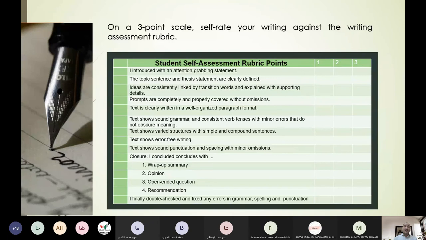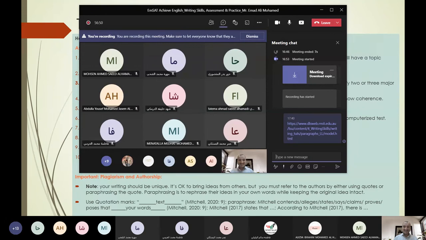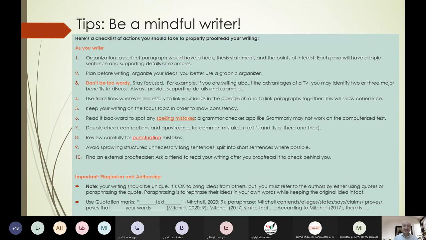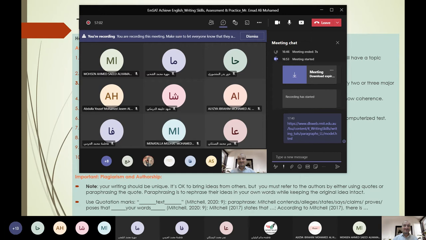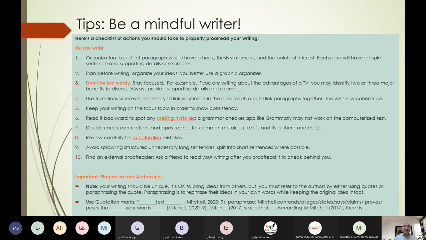I need somebody to read the mindful tips. I need a good reader. I think all of you are good readers. Who can read the tips? What are you supposed to do on the test while you're writing? Be a mindful writer. Who can read? Yes? Hello? Okay, I'm going to read it, and make it short. I will come to the bottom line here.